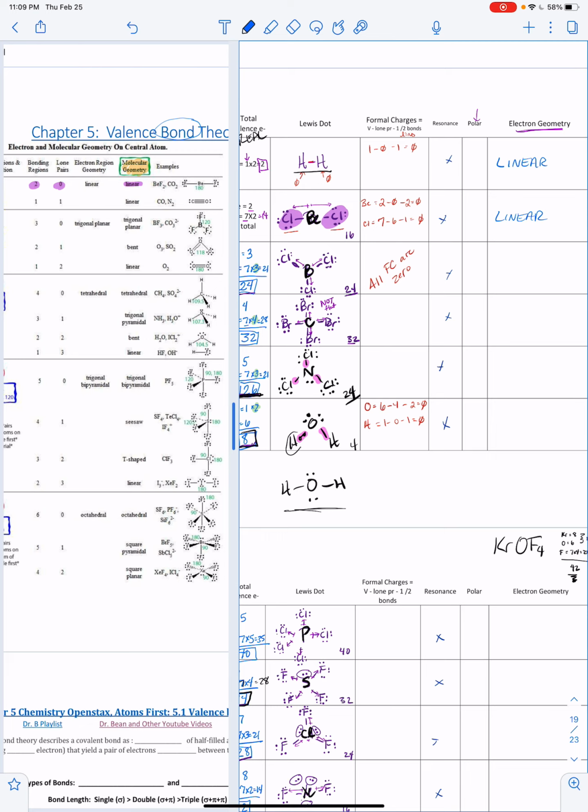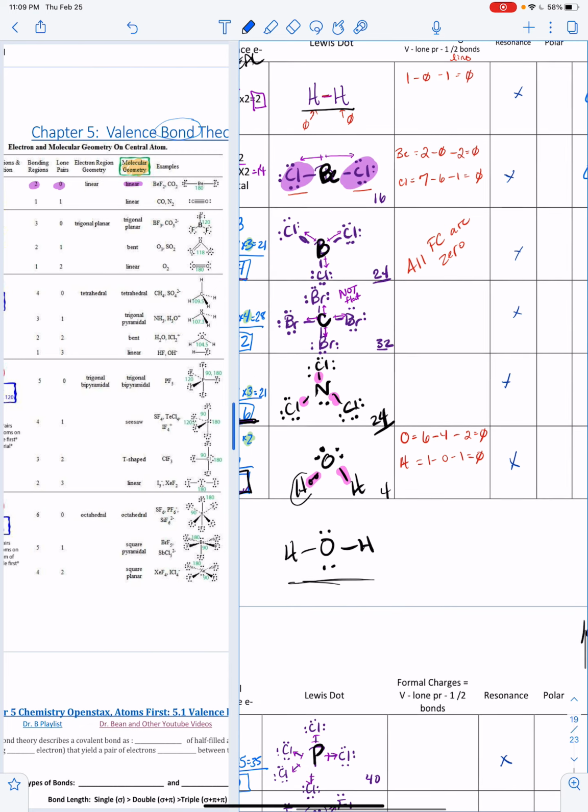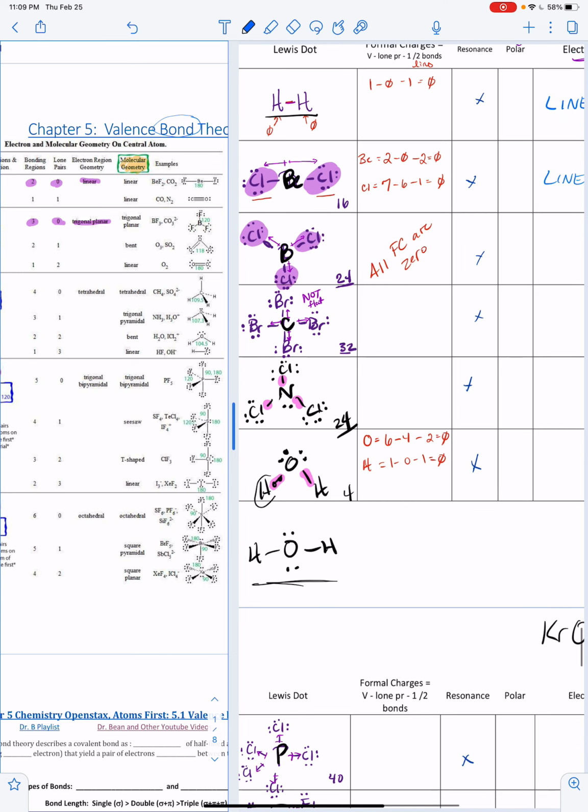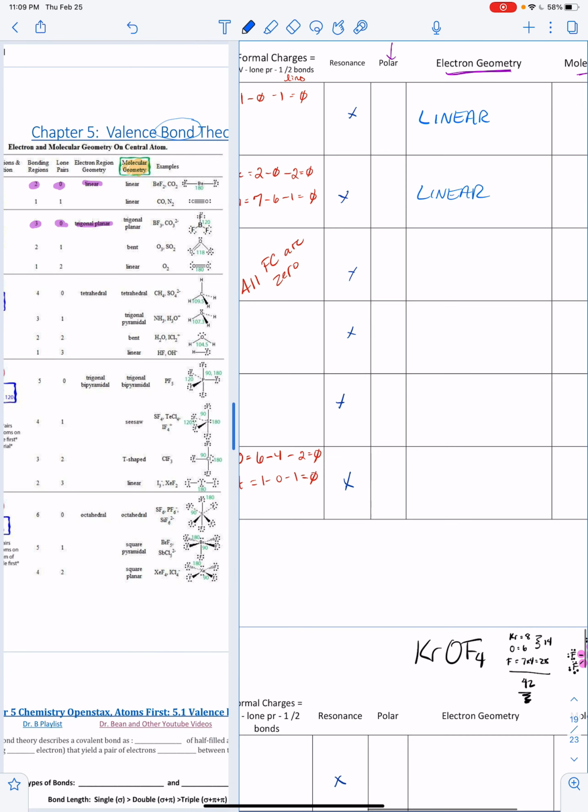And then we have this one right here. So if you look at this one, we have 1, 2, 3 bonding regions. There's no lone pairs, so 3 with no lone pairs. I was actually doing the wrong column here. This is trigonal planar. That's the electron geometry. Remember, that's kind of like the overall broad category.